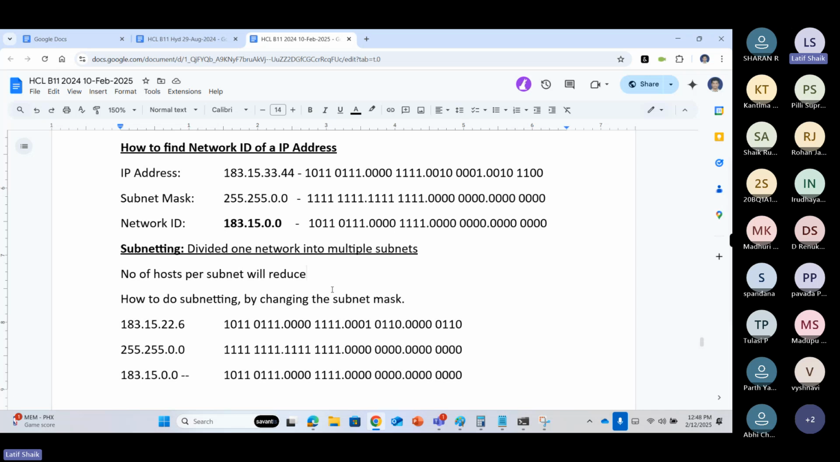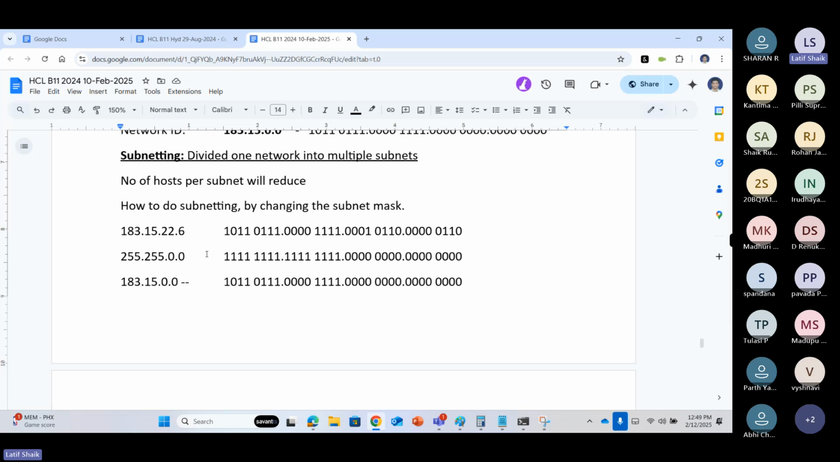62 devices, like IP addresses you are getting. Okay, so this is called subnetting. Subnetting is a process of dividing one network into multiple subnets. How to do it? A simple way is by changing the subnet mask. If you take this example, the network ID, if you see, is 183.15.0.0.